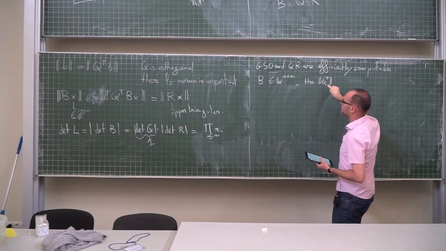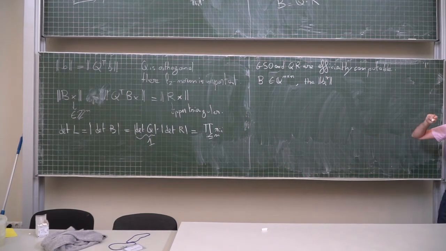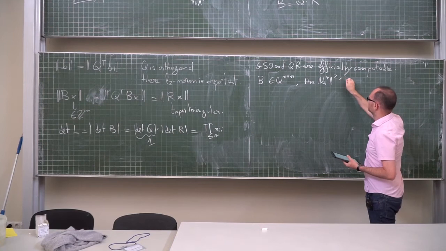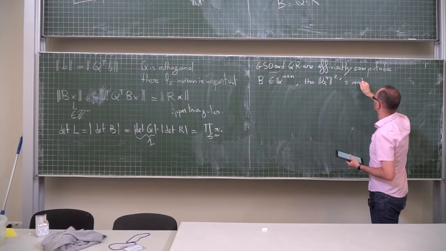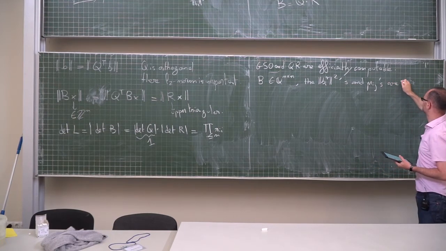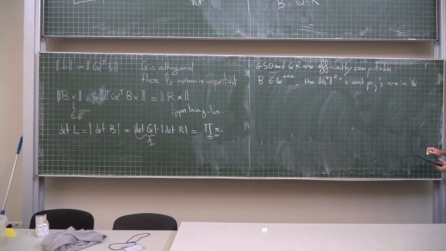Not necessarily the norms of the b_i stars, because, for example, the first one is the norm of b_1, so that involves the square root. So it's not necessarily rational, but the square of it is rational. And the mu_ij's are in Q, of bit size polynomially bounded in the bit size of B. So everything is efficiently computable for the GSO.